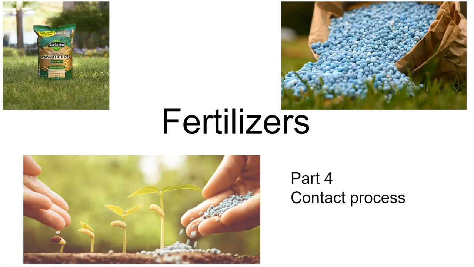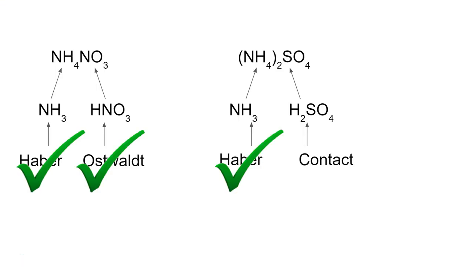This is our final video in our series of 4 on fertilizers. In this video, we will discuss the contact process. Now, just to give you a quick update, we are busy with producing 2 different compounds that are used in fertilizers, namely ammonium nitrate and ammonium sulfate. And we've done the Haber and the Ostwald process, so the last one is the contact process that is used for the manufacturing of sulfuric acid.